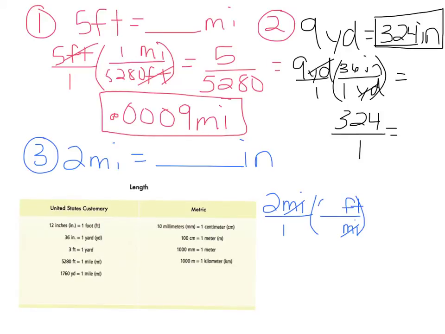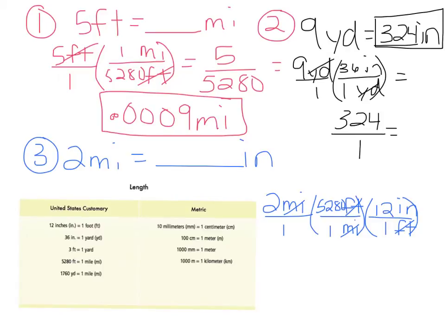So there are 5,280 feet in 1 mile, just like we did before. Then we need another parentheses, and this time we're going to cancel out feet, so it's almost like we're starting all over. And then our feet are going to go to inches. So feet cancel out, and our only unit left is inches. So we know that there are 12 inches in 1 foot.